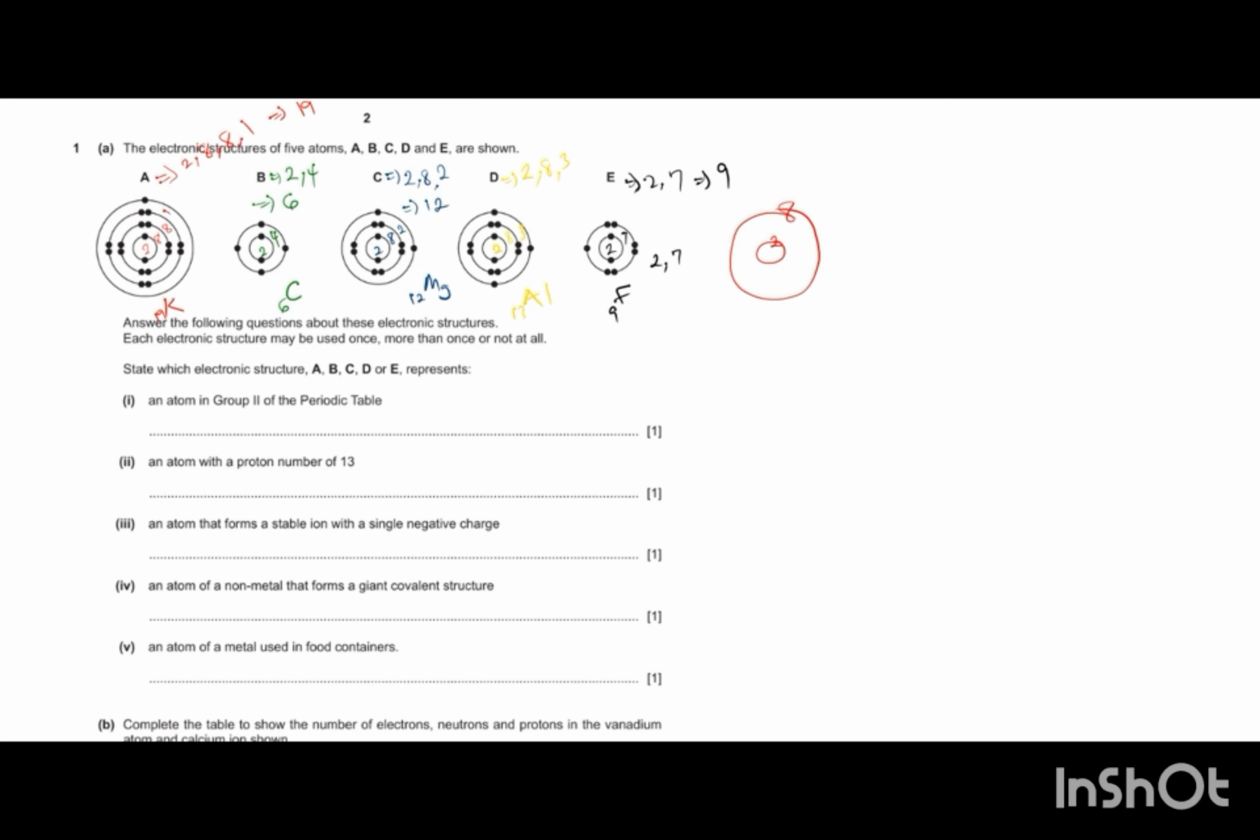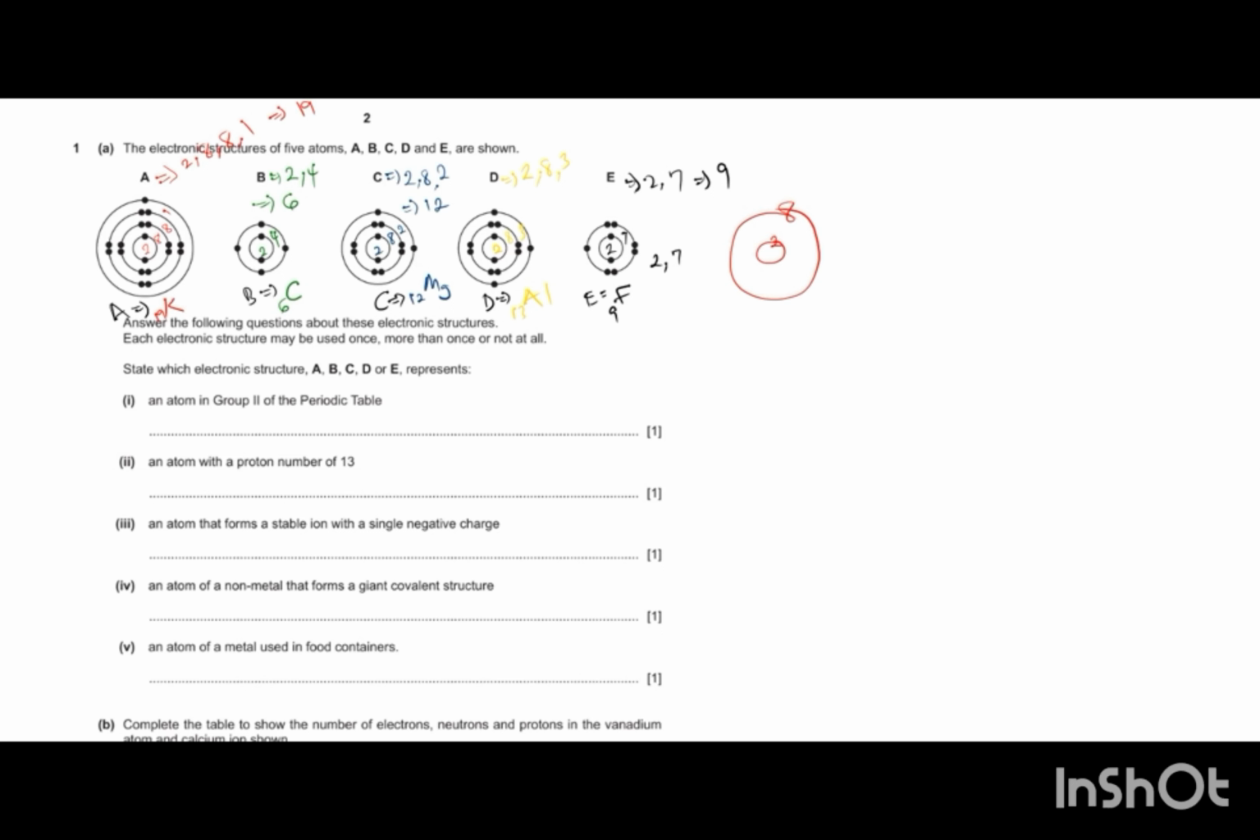State which electronic structure A, B, C, D, or E represents. You can see A is actually 2, 8, 8, 1, which is 19, that is potassium. B is 2, 4, as you can see, 2 inside, 4 outside, that is carbon. And then we have C, 2, 8, 2, magnesium, that is 12, that's how I denoted it. And we have D, which is aluminium, 2, 8, 3, and then we have E, which is fluorine, 9. So that's that.